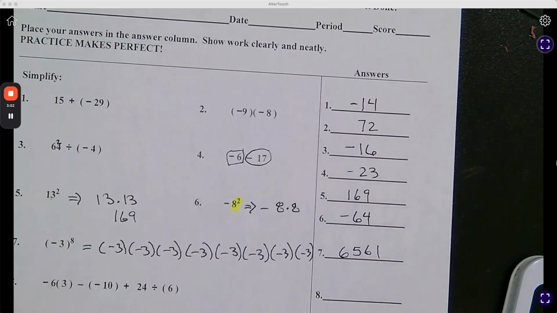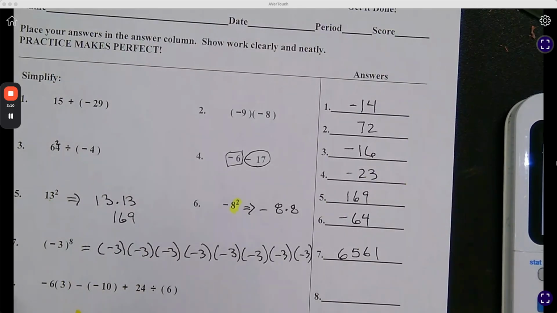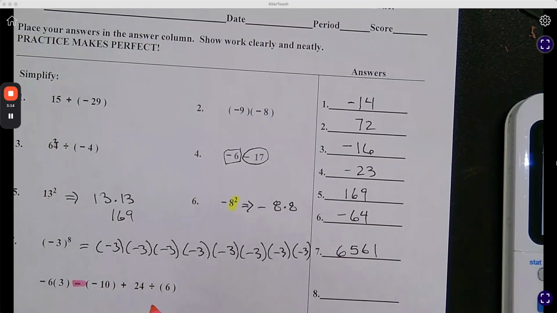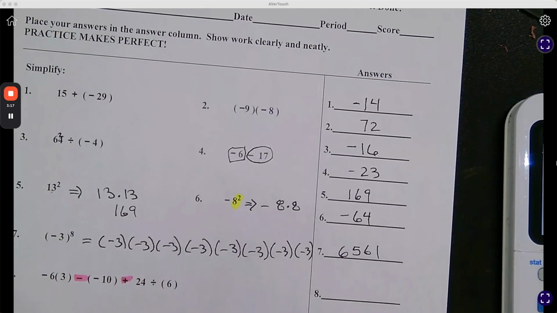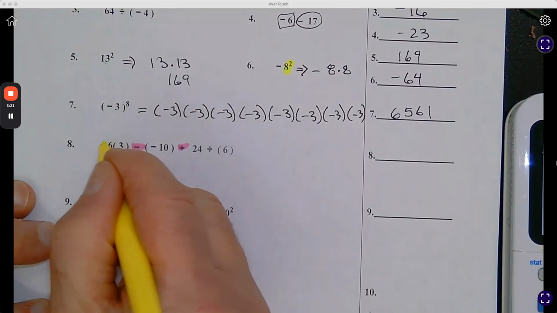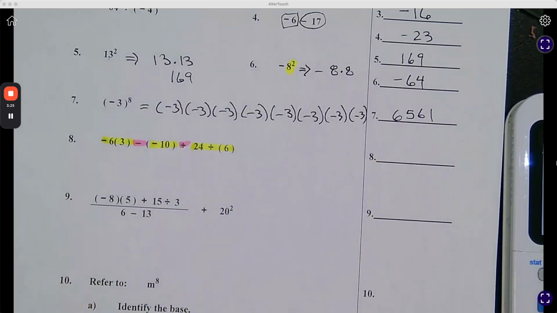Okay, now we're going to go to order of operations. Let's go ahead and look at terms. Okay, so terms are separated by subtraction and addition. So that's what separates terms. So I have 1, 2, 3 terms. I'm going to look at each term separately and simplify them.